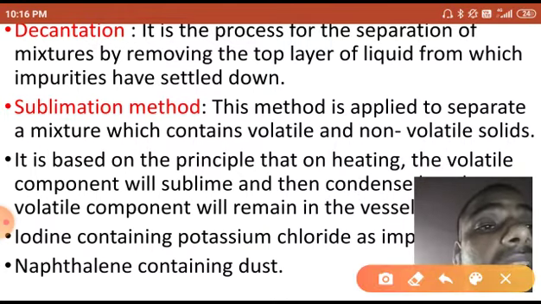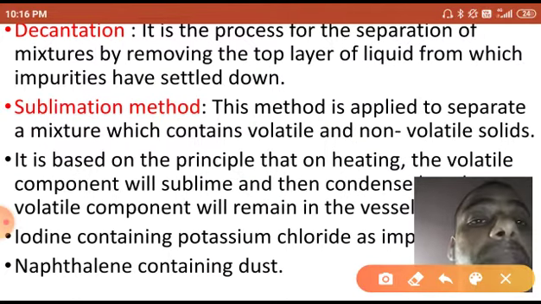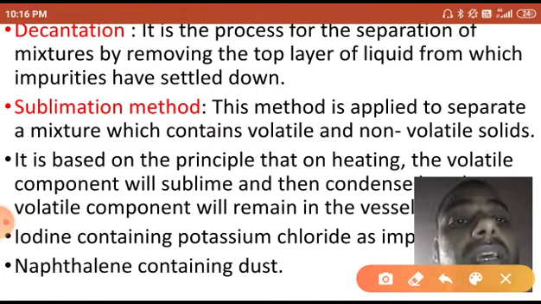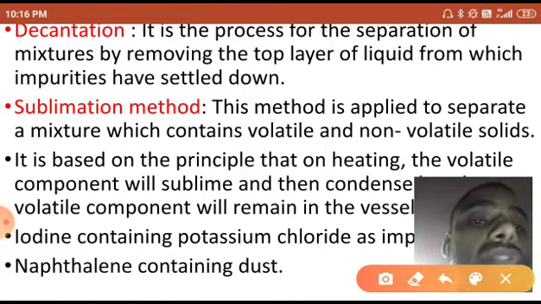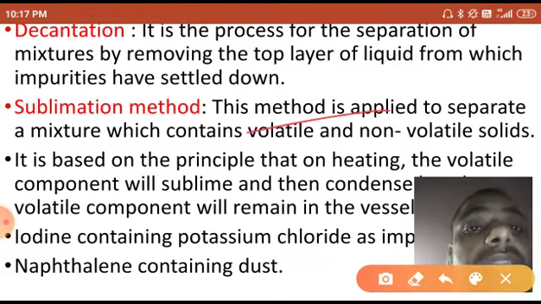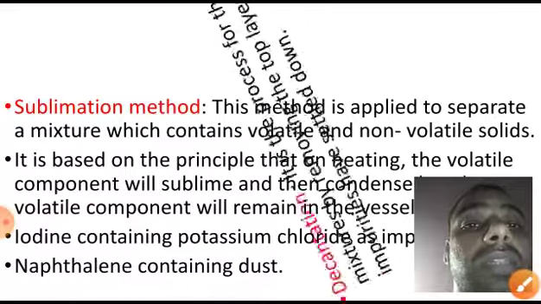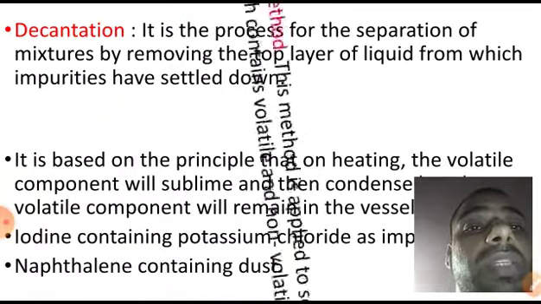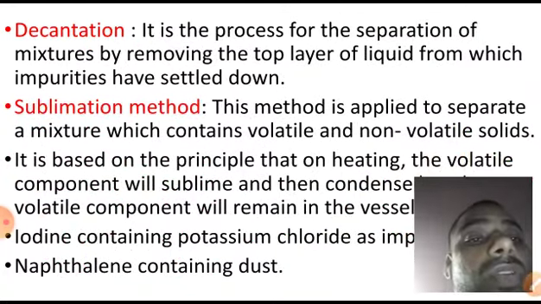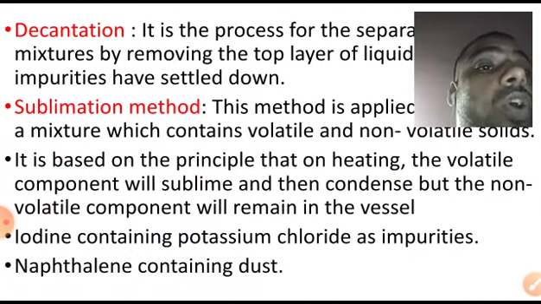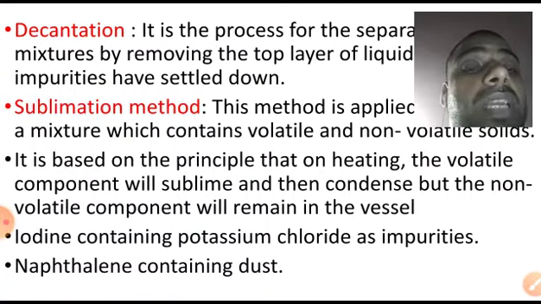Now the sublimation method. Everyone knows this method is applied to separate a mixture which contains volatile, meaning it can vaporize, and non-volatile solids, meaning they cannot vaporize. Sublimation is a direct conversion of solid to gas and gas to solid. Here it is written: this method is applied to separate a mixture which contains volatile and non-volatile solutes, and it is based on the principle that on heating, the volatile component will sublime and then condense. After condensing it will give the solid product.